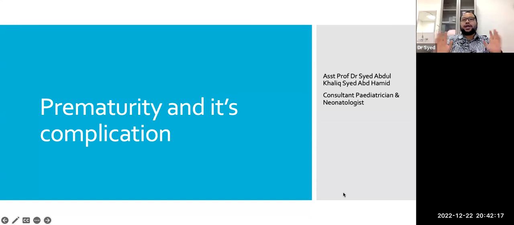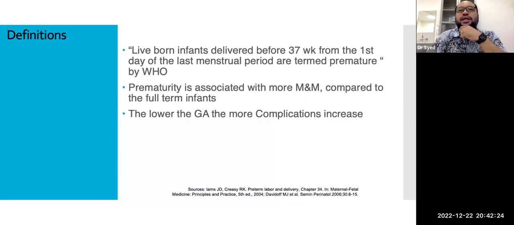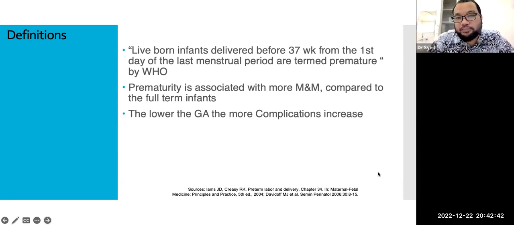Okay. The next topic, I'm going to talk about prematurity and its complications. So what are premature babies? Premature babies are babies who are delivered before 37 completed weeks from the first day of the LMP. So those born at 37 weeks and above are considered as term. Tapi kalau baby yang born before completed 37 weeks, they are considered as premature.